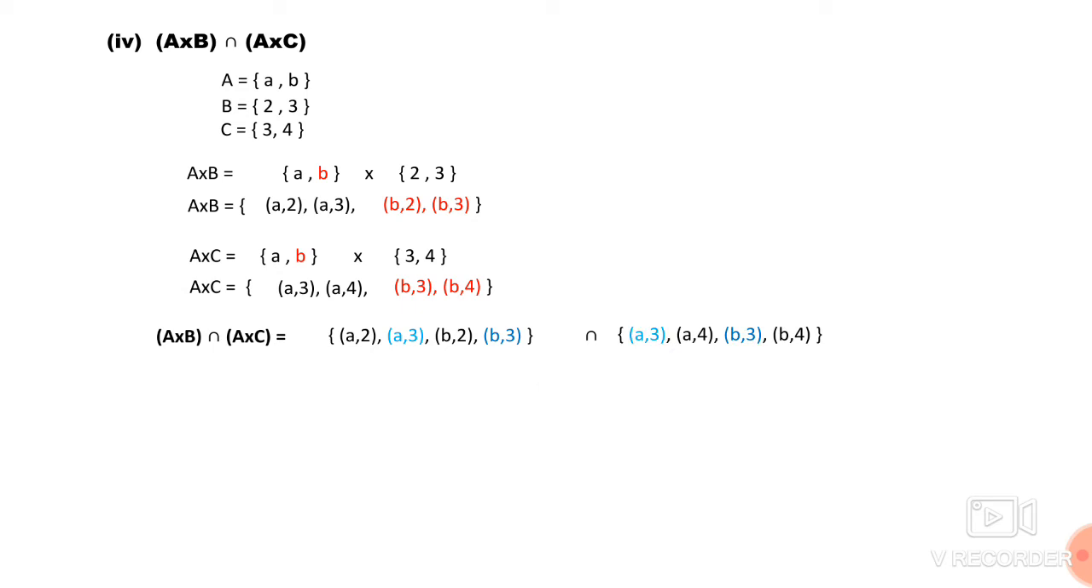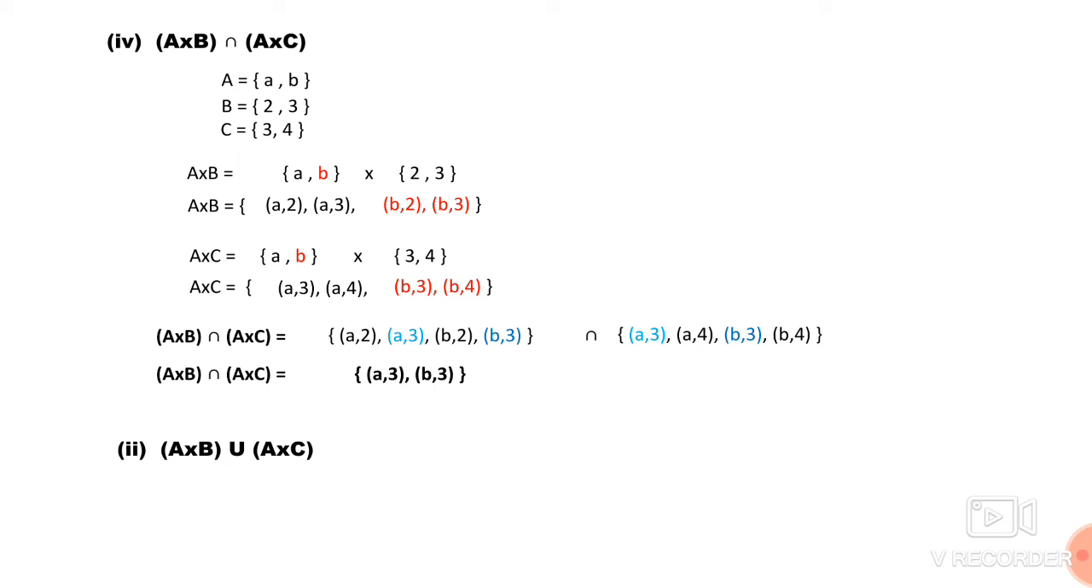We know that in intersection we just write down the common elements. Here (A,3) and (A,3), this is common. (B,3) and (B,3), this is common. So our answer will have (A,3), (B,3). Ordered pairs will be written in a small bracket and we will use curly brackets to represent the set. In the exact same way, you will solve part 2.